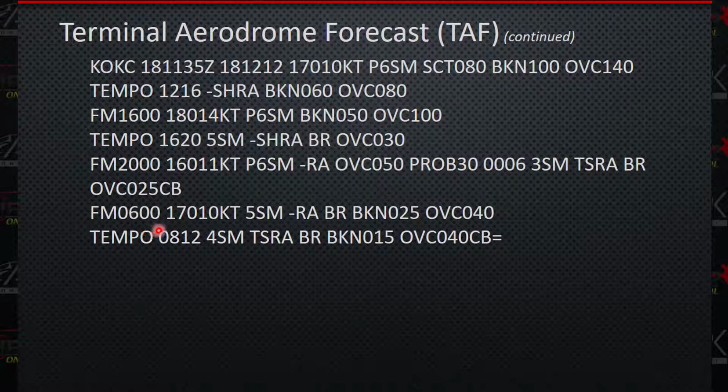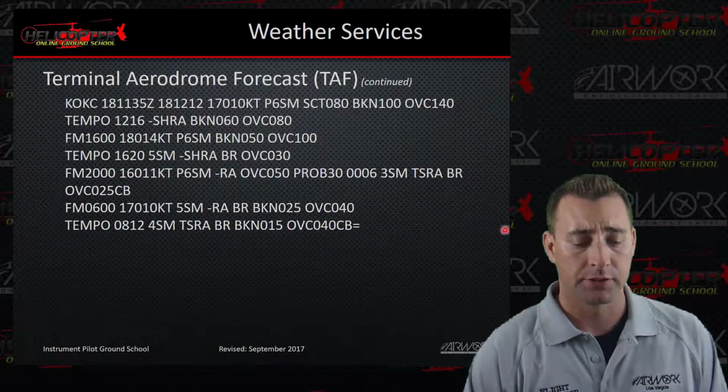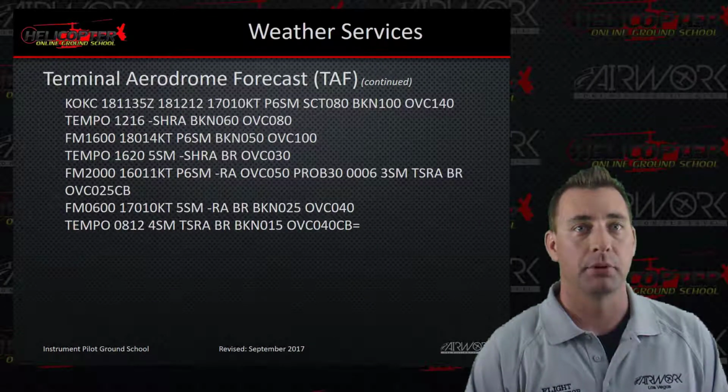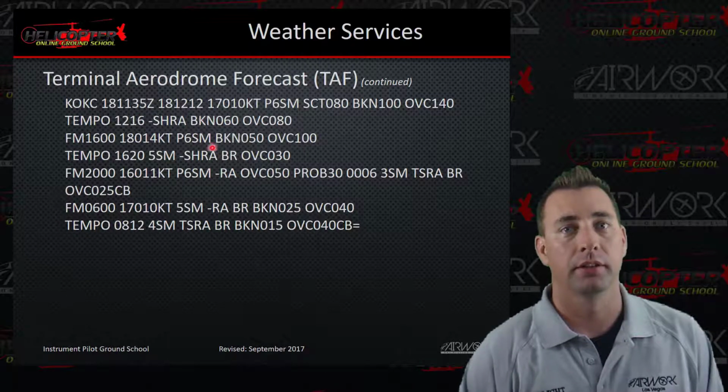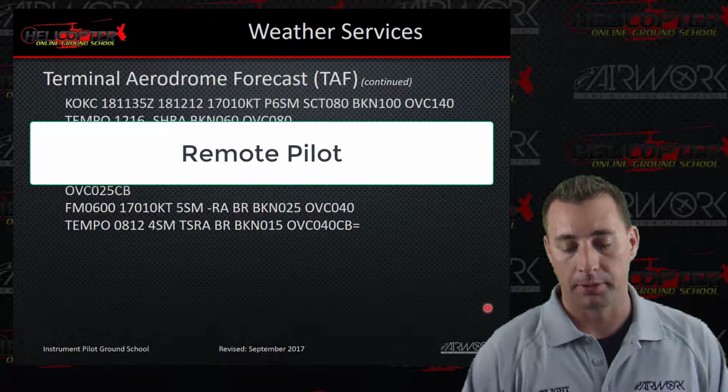From 0600 Zulu, you're going to have winds 170 at 10 knots, 5 statute miles, light rain, mist, broken at 2,500 feet, overcast at 4,000 feet. And then temporarily between 8Z and 12Z, you're going to have 4 statute miles with rain showers and thunderstorms, mist, broken at 1,500, overcast at 4,000 with cumulonimbus tops. All right, so you can see how they break it down into each separate line. Anytime you get one of those things that changes what the overarching weather is, that's a new line. So I recommend breaking it down that way.